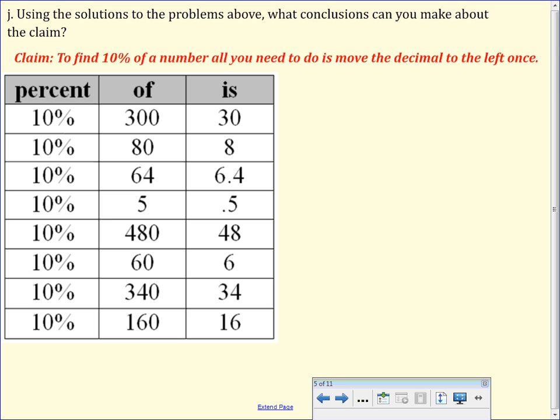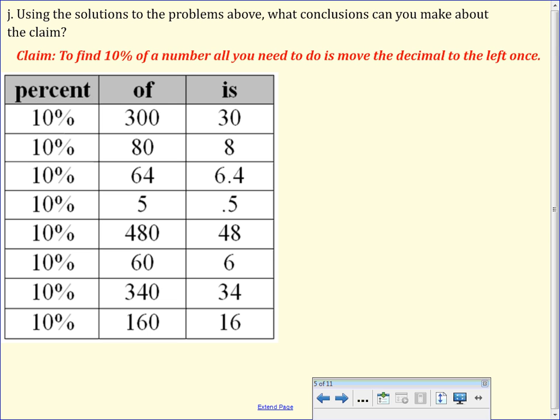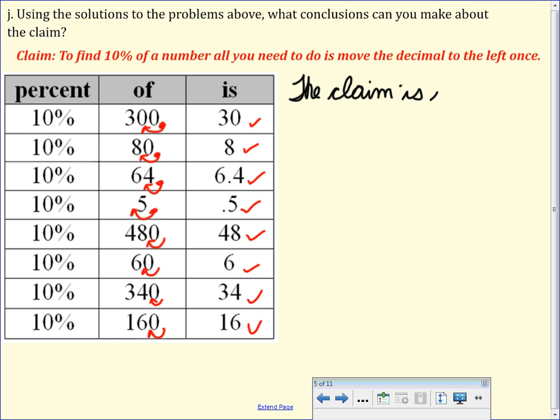Now, if we remember, the claim that we made was to find 10% of a number, all you need to do is move the decimal to the left once. So our decimal always appears at the end of the number if it's not given. Did we move the decimal one place to the left? Yes. Did it work every single time? Yes. So did we prove our theory? Yes, so the statement is true. So on our notes, we're going to explain that. The claim is true.